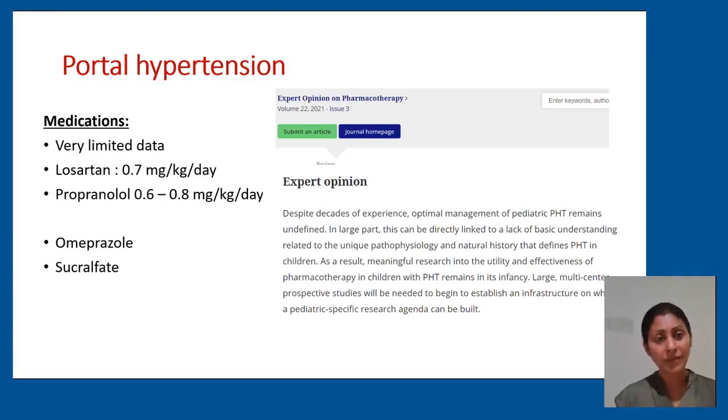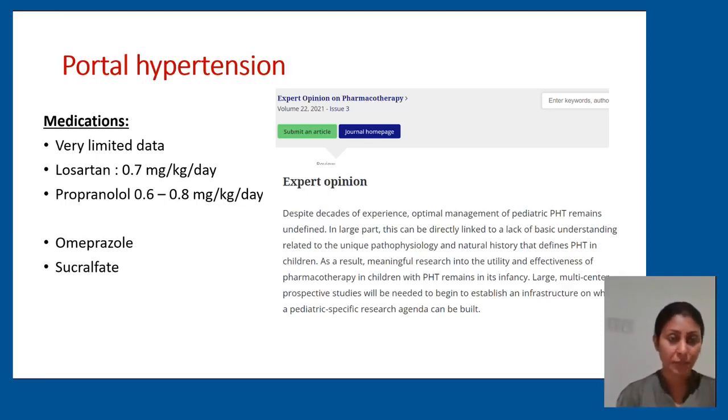When you manage portal hypertension, there's a role for medical management where you would use either beta blockers or losartan to minimize or to reduce the pressure in the portal system. We normally use or prefer using losartan in infancy. The reason is we try to avoid beta blockers in infancy because the hemodynamic response in response to bleed is beta receptor mediated. So we don't want to block that response in case of acute bleed. Hence, we use losartan instead of beta blockers.